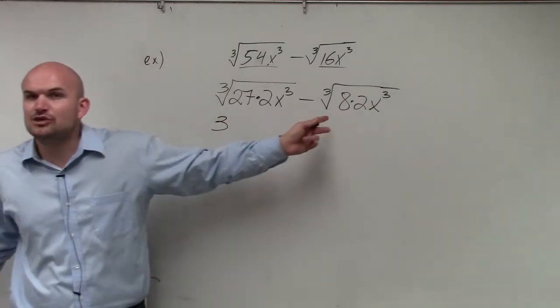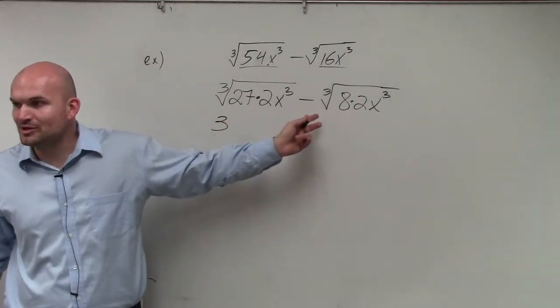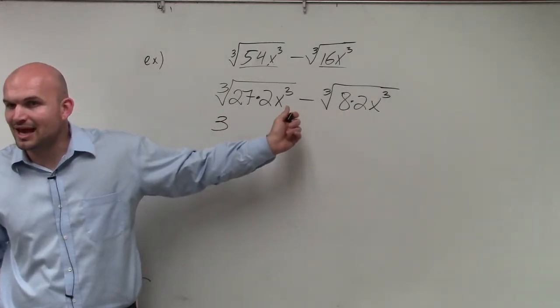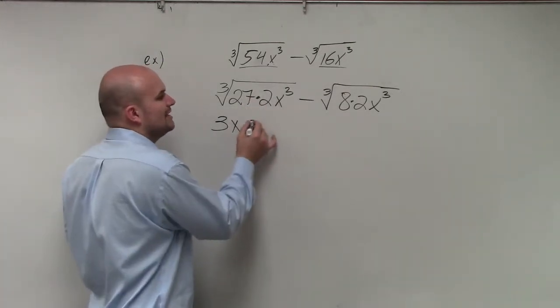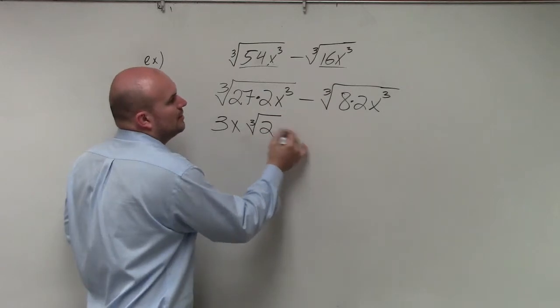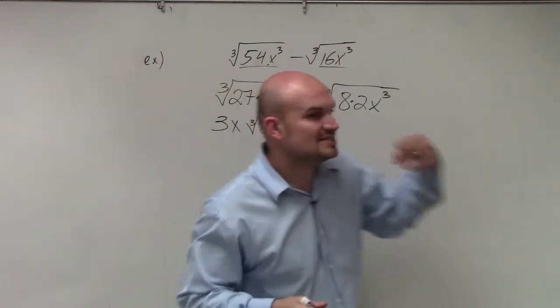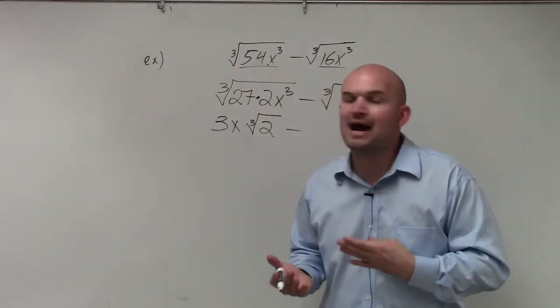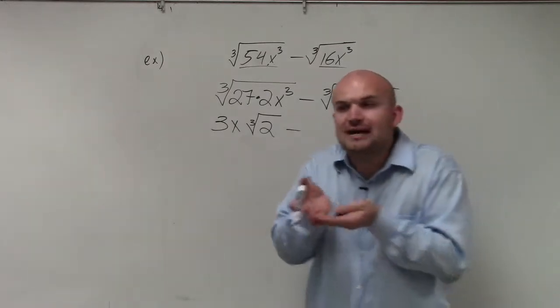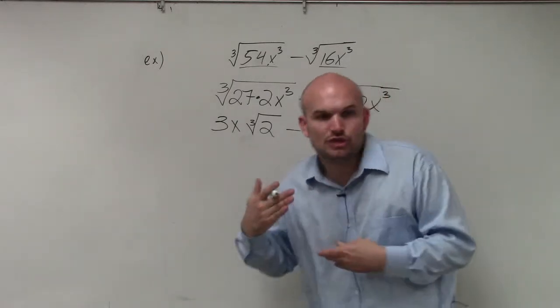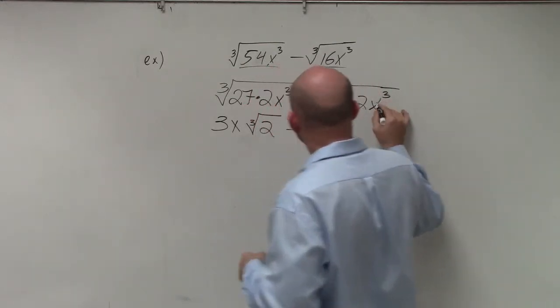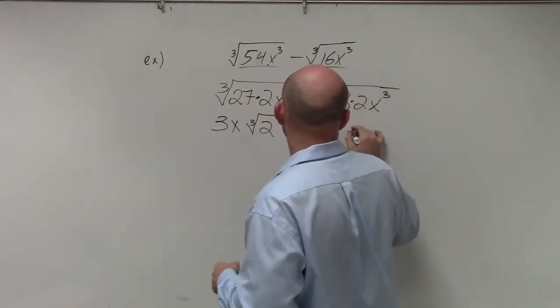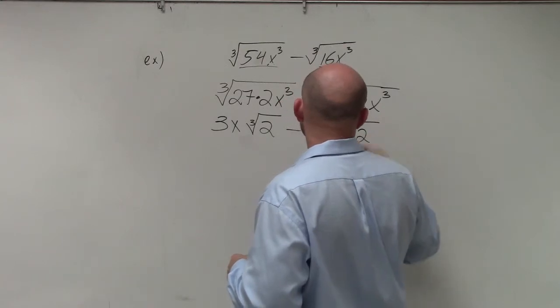The cube root of x cubed is x. What's left over is the cube root of 2 minus. I broke down 16 as the 8 times 2. Why? Because 2 times 2 times 2 is 8. So the cube root of 8 is just 2. The cube root of x cubed is x. So minus cube root of 2.